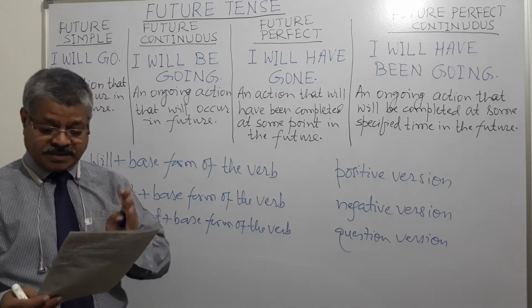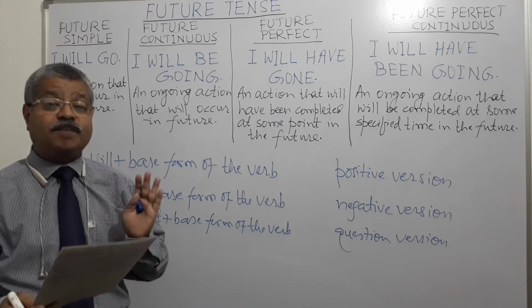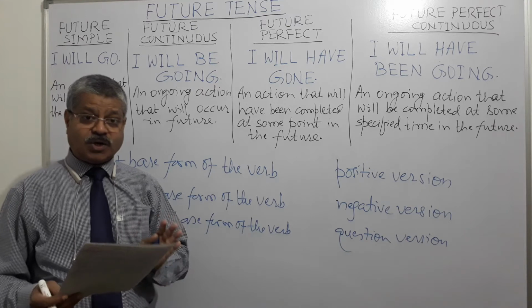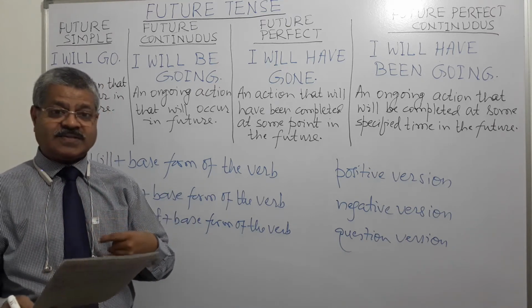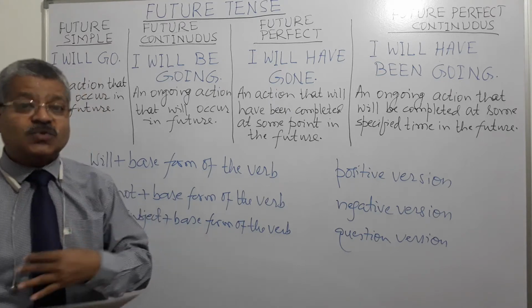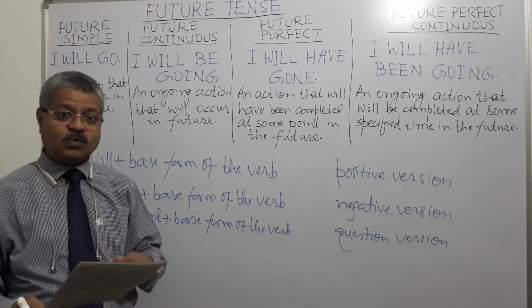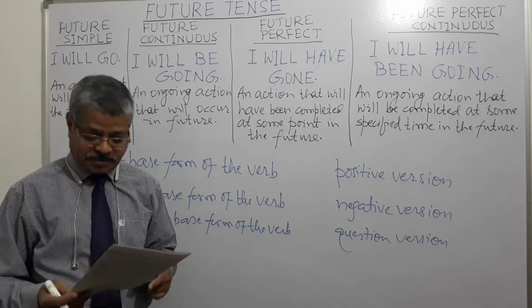Then promising to do something. Let us take a sentence. I won't tell anybody about this. I promise. I won't tell anybody about this. Suppose we have talked something and I say I will not tell anybody about this. I promise. So I am promising to do something. To what? To retain the fact, not to reveal it.